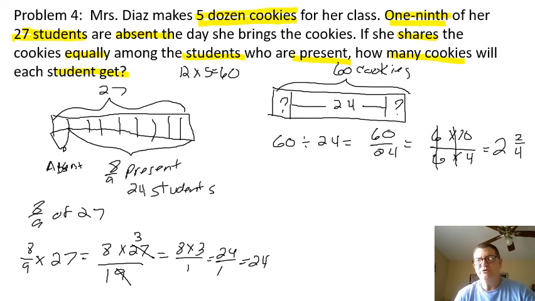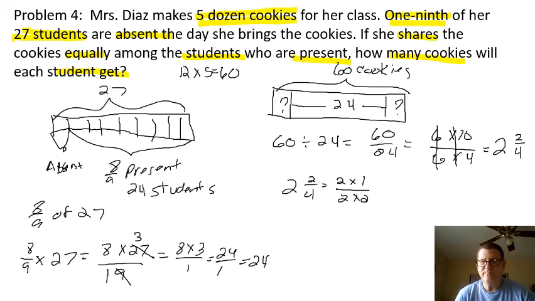So now there's 2 and 2/4 cookies each. Well, that doesn't sound right because we don't have 2/4 cookies, but I can decode that because I know 2/4 is actually equal to 2 times 1 and 2 times 2 equals 4. So now I know each one will get 2 1/2 cookies.